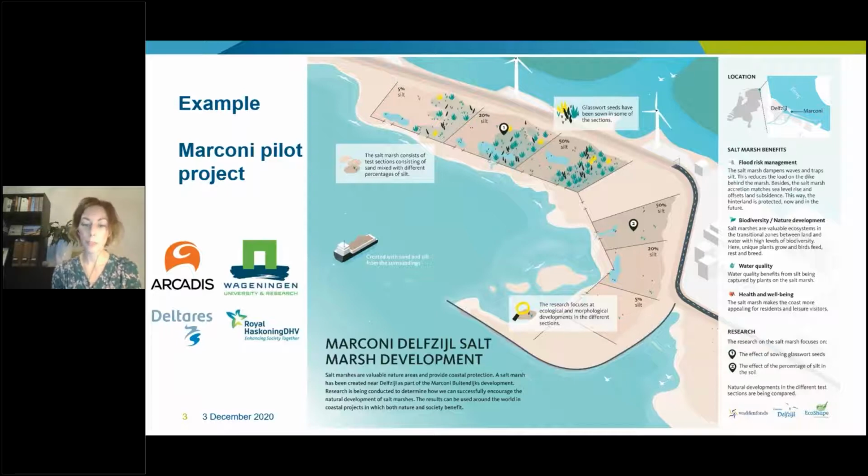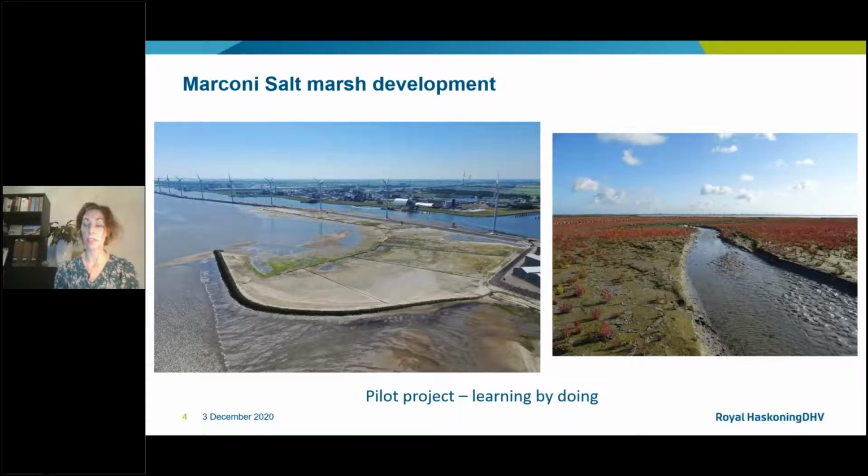And why would we want to build a salt marsh? Well, it delivers excellent ecosystem services, or benefits, such as flood risk management, biodiversity, water quality, health and well-being for the people that live in the area around there. So here are actually two pictures of the real salt marsh, and it looks exactly like the infographic, so that's nice. The left picture was taken 1 year after development, and the second picture on the right shows the wonderful autumn colors of the glasswort this autumn, 2 years after development. And we also see a very nice, naturally developed creek.